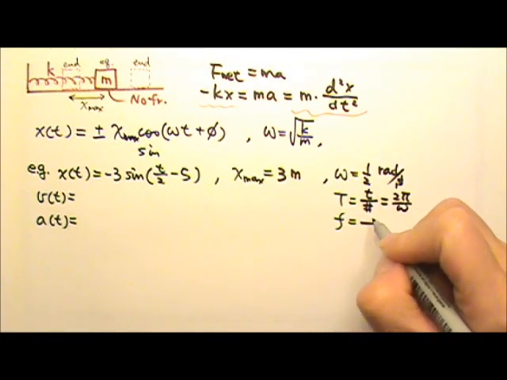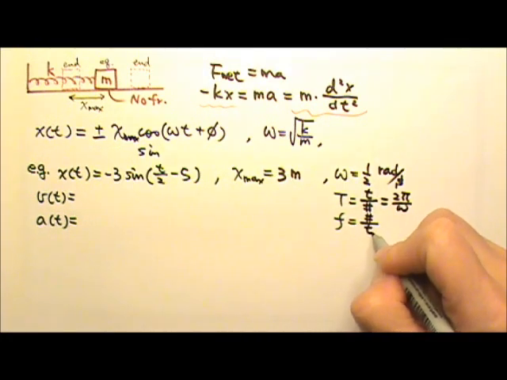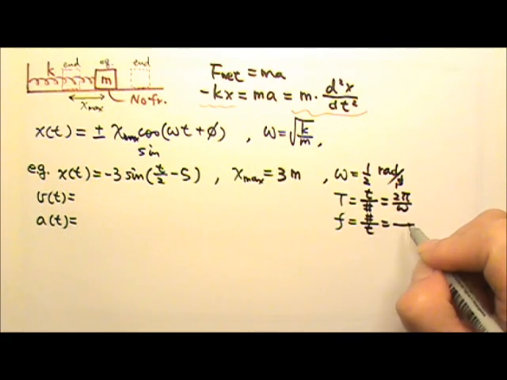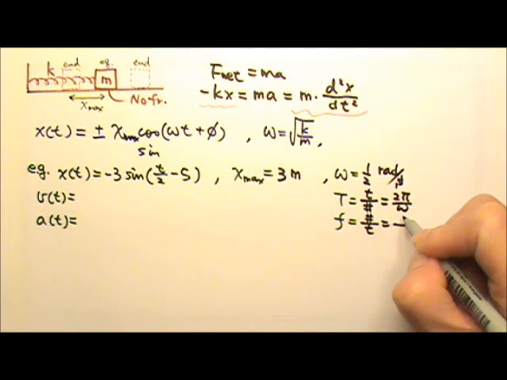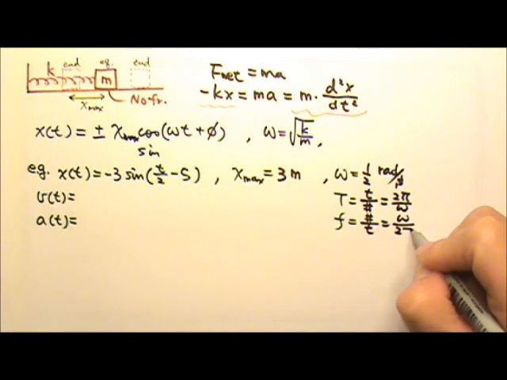And the frequency, of course, will be the number of events per unit time, which can be found in this case using the inverse of the period, which is omega over 2 pi.